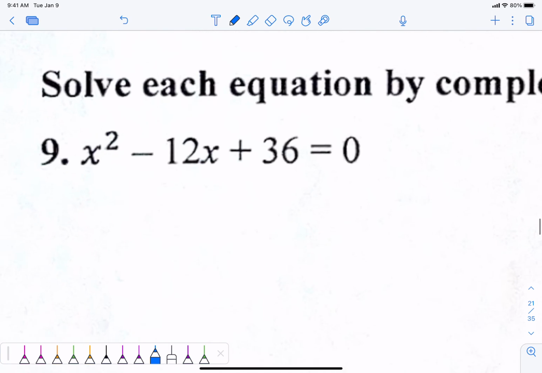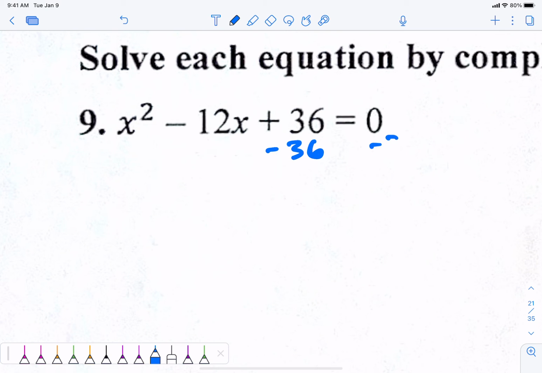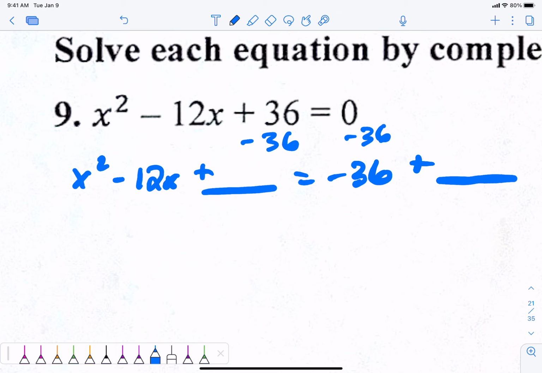9 comes out weird. I like 9. Okay, all right. Step number 1. Minus 36. Minus the 36 to the other side. So x squared minus 12x, I put plus blank equals negative 36 plus blank. Completing the square is like completing the blank. I put the blanks in there so I don't forget to put them in there, right?